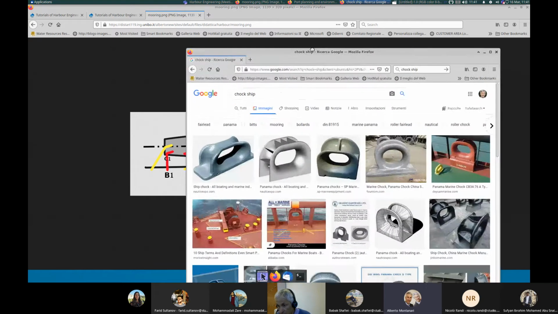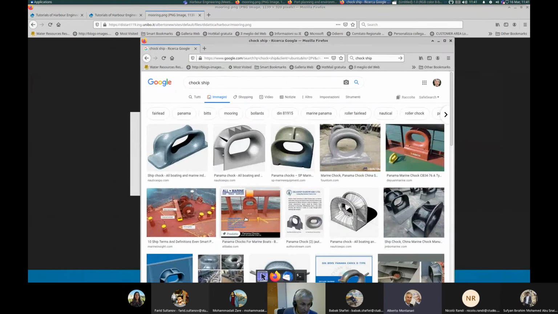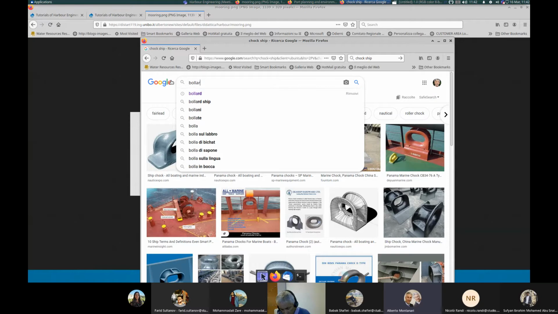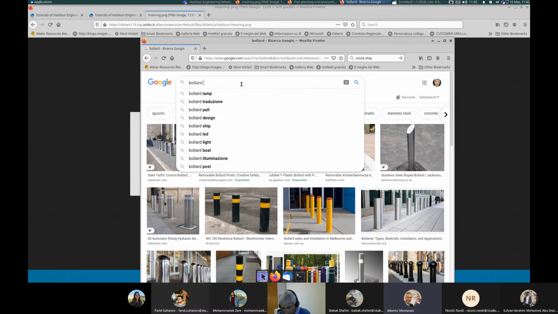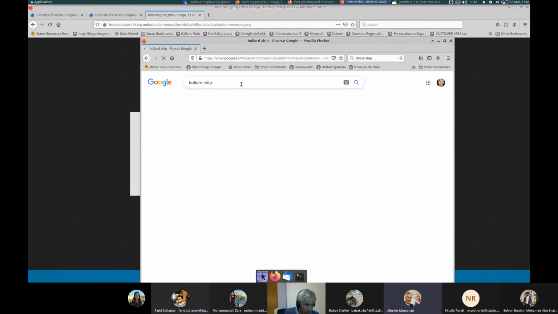and let me put it on the screen. These are the chocks. Look at this one here, look at my mouse. It's the point where the mooring line passes through the side of the ship. So the mooring line is not bound around the chock. It's just a passage through, okay? And just to make it clear, the bollard is instead this one. Okay, let me see, bollard ship.